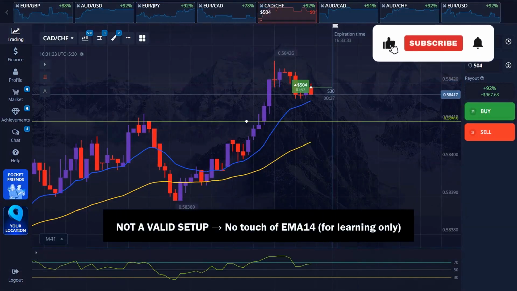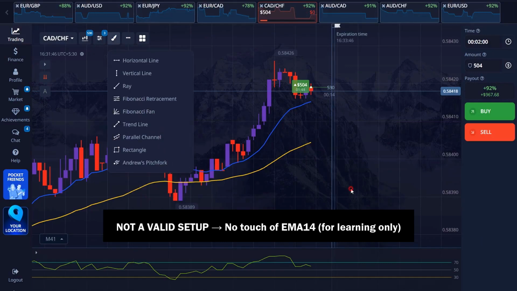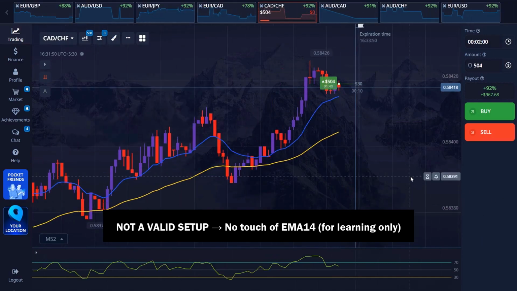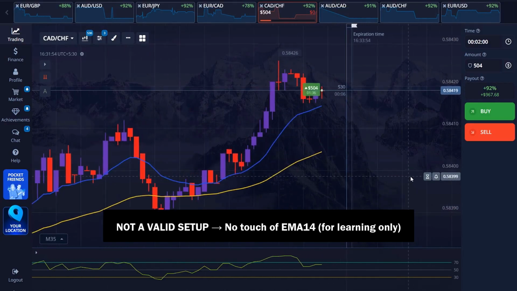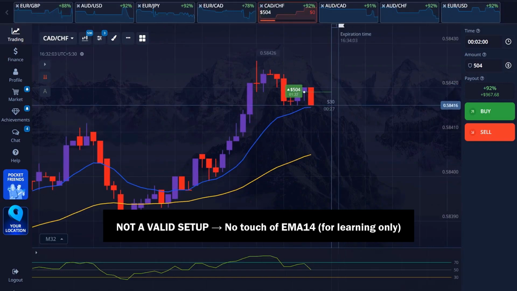Quick learning example. This buy trade is not from our checklist. Trend. Blue EMA-14 is above yellow EMA-50. Uptrend, okay? But trigger missed. Price did not touch EMA-14. I entered early, assuming momentum would continue.